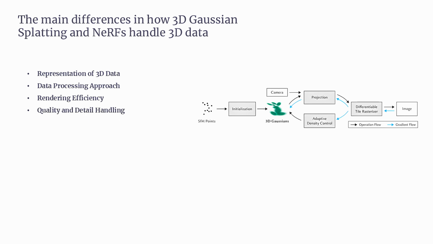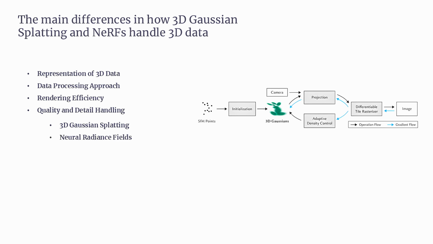The fourth, quality and detail handling. For 3D Gaussian splatting, while 3D-GS produces high-quality images, it may struggle with very intricate details, particularly when it comes to fine textures or complex lighting interactions. It works well for general scene representations, but may not capture the same level of detail as NeRFs.